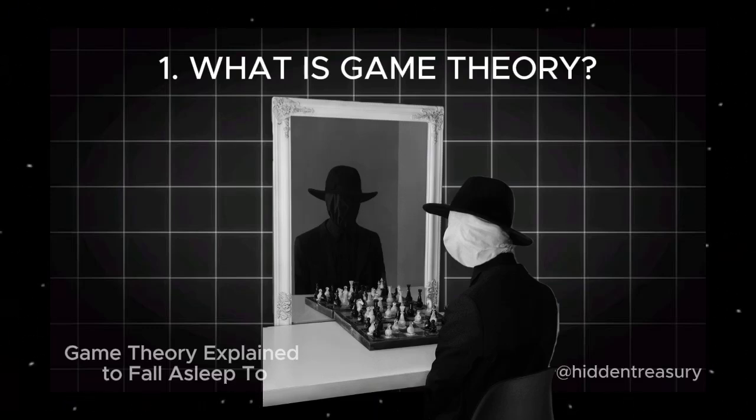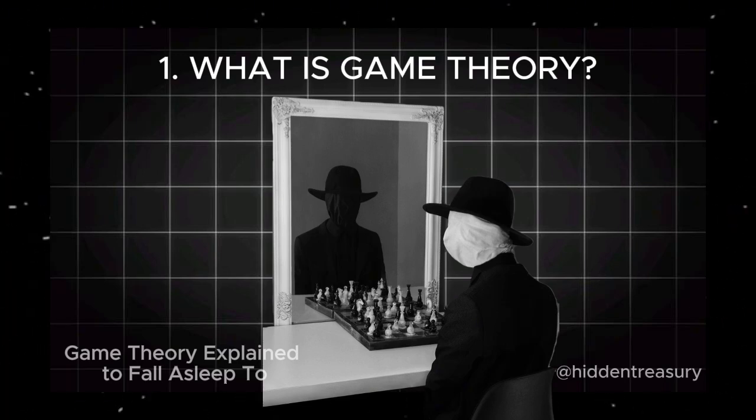Let's start by understanding what game theory really is. At its core, game theory is the science of strategy. It's a way to understand how people make decisions when outcomes depend not just on their own choices, but also on what others choose to do. It's about the hidden rules behind real-world interactions, between individuals, businesses, even nations, where each player is trying to make the smartest move in response to everyone else.